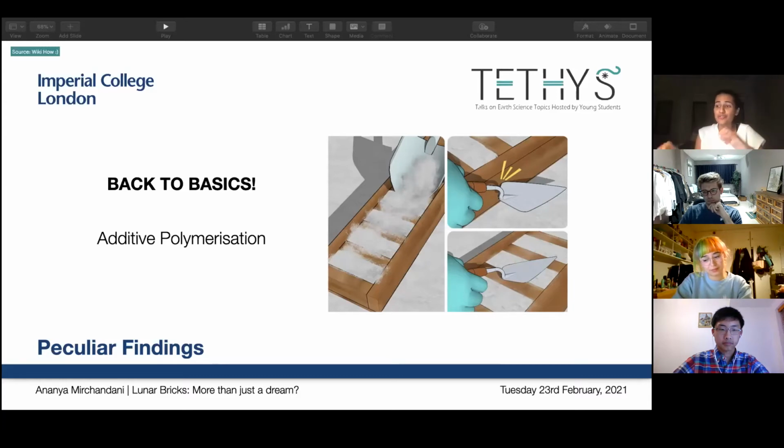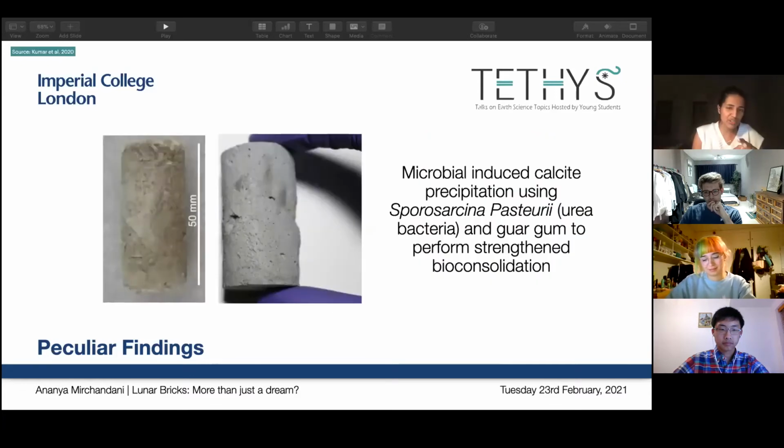Taking inspiration from such projects is so important. But the biggest drawback of using additive polymerization in space exploration is that the projects won't be independent of Earth source materials. To give you context on that, here is a really interesting project I found: ISRO actually used a bacteria from urea. I don't know if I'm pronouncing it right, but it's bacteria from urine to actually make bricks on the moon, which is so cool, but also not what we're looking for.